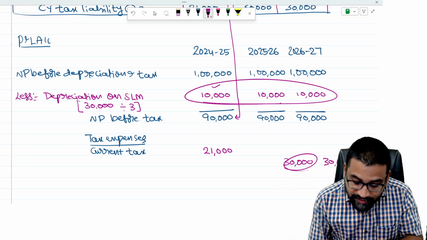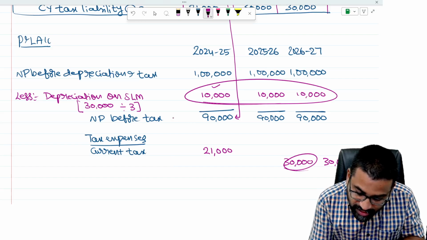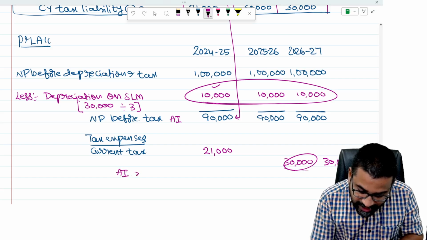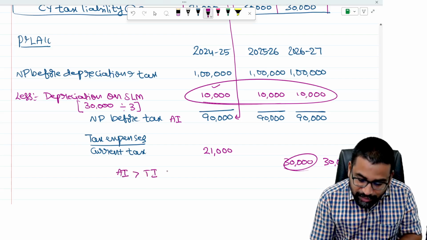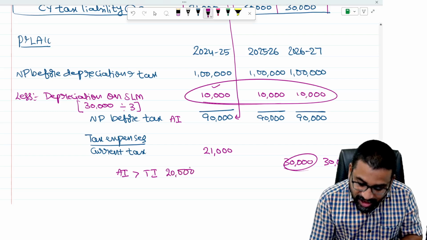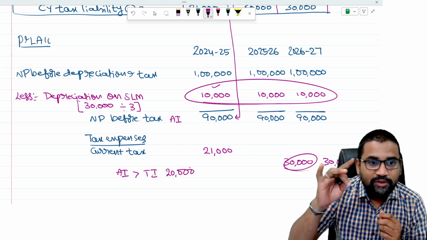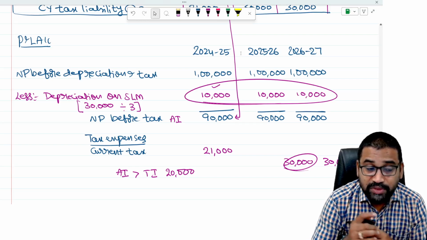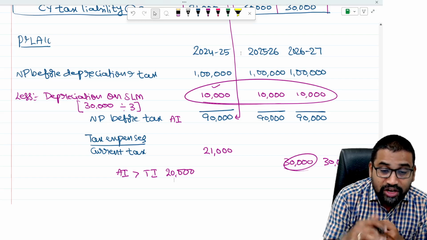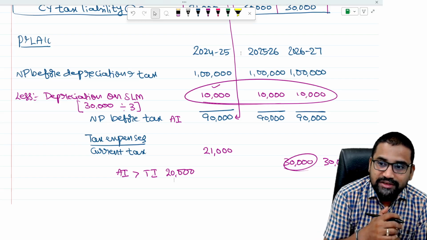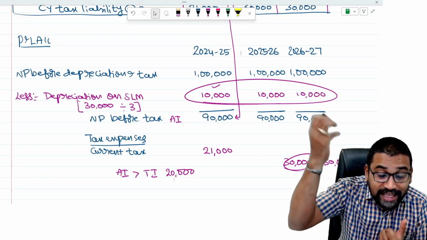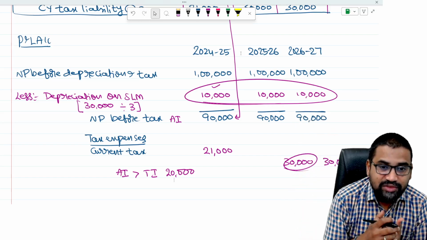How, sir? See, in the first year, your accounting income is greater than taxable income by 20,000. See, how I am anticipating. Listen to me carefully. What is your accounting income? 90. What is your taxable income? 70. That means you enjoyed the benefit or not enjoyed the benefit? You enjoyed the benefit. Save now. You have taken that 20,000 in the taxable income. There is a deduction of 20,000.